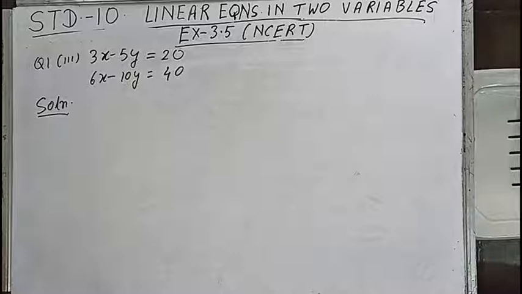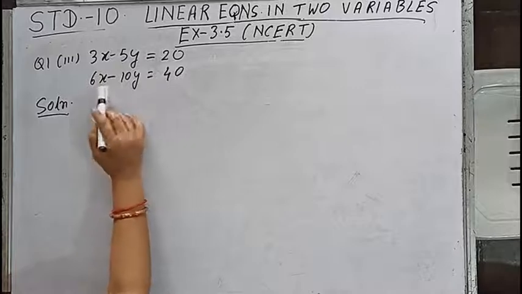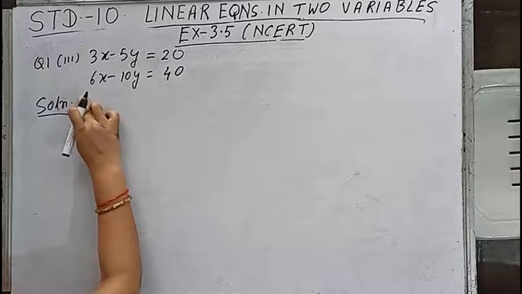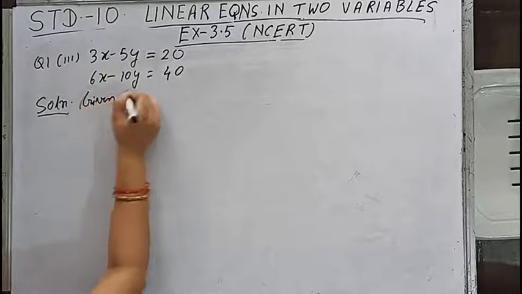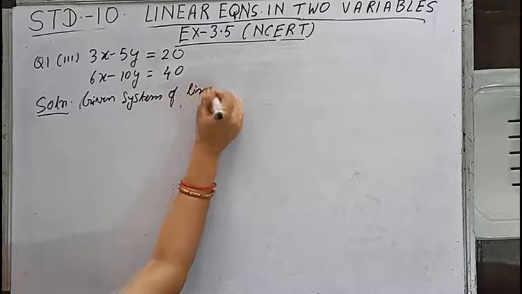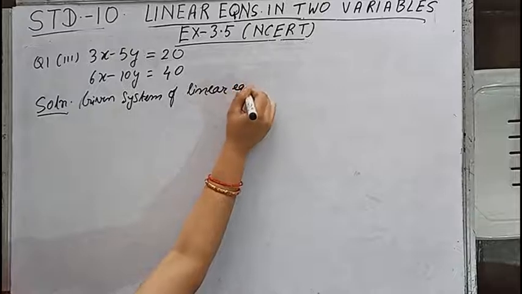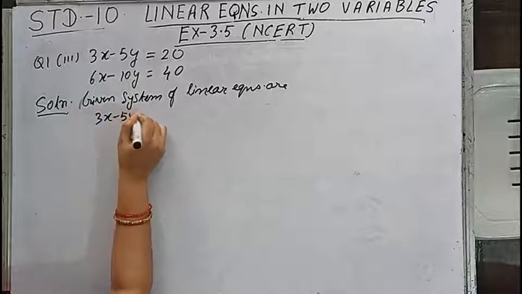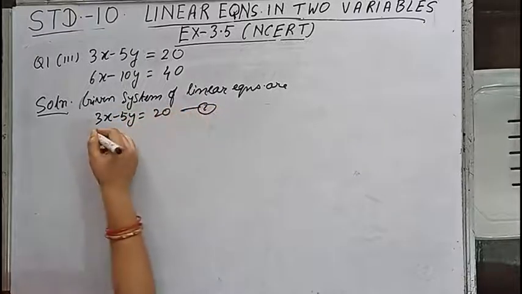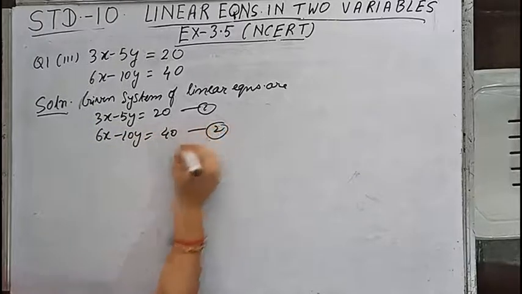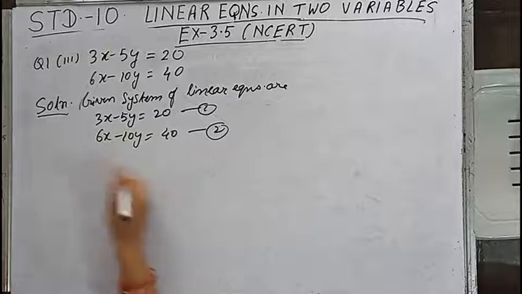Question number 1, subpart number 3. The given system of the linear equations are 3x minus 5y equals to 20 and 6x minus 10y equals to 40. So let us start the solution. Given system of linear equations are 3x minus 5y equals to 20 and 6x minus 10y equals to 40. Make it equation 1. Equation number 2.